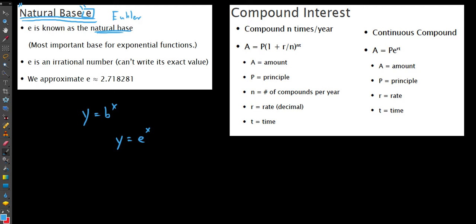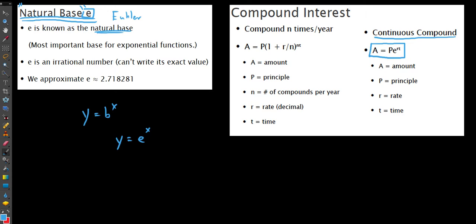Okay, so let's take a look at our compounding interest formulas. There are two of them that you're going to need to know. The first one I'll point out is the one for continuously compounding interest. The reason I want to point this out is that it has our base of E, and it is the more elegant of the two formulas. We say that A equals P E to the RT.